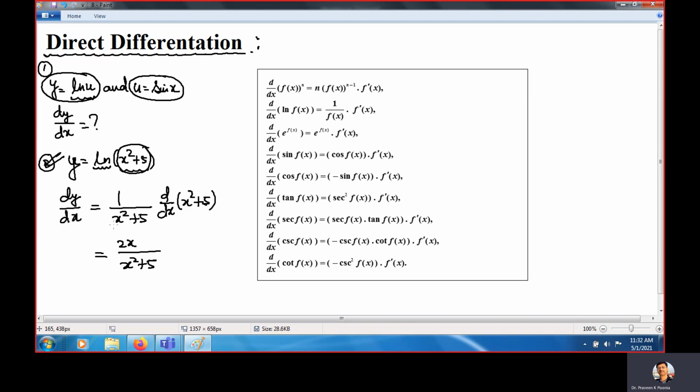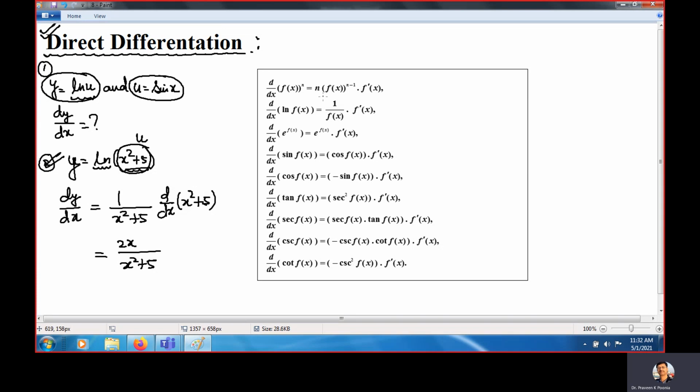Now, if you will solve it using chain rule, first you will let it is equal to u. So y is equal to ln u and u is equal to x square plus 5. It will take 3 to 4 minutes to solve. But using this direct differentiation method without chain rule, you can solve this question within 20 or 30 seconds. So you can save 3 minutes minimum.